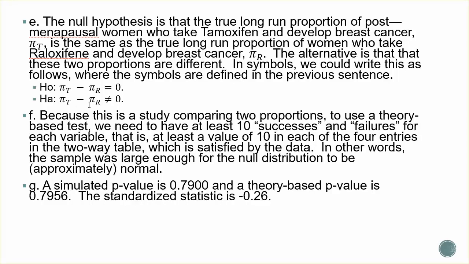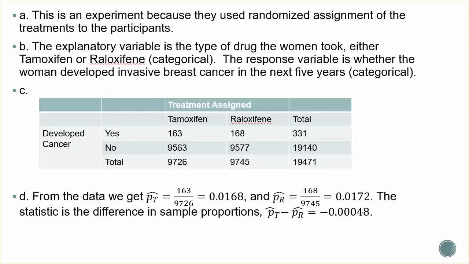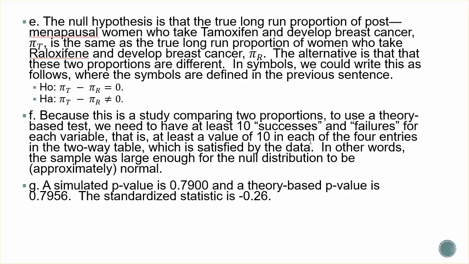different. Now, because this study was comparing two proportions, to use a theory-based test, we need to have at least 10 successes and 10 failures for each variable. That is, we need at least 10 in each of the 4 entries in the two-way table. Let's take a look. 10, 10, 10, 10. Yes, all these numbers are bigger than 10, much bigger than 10, so there's no issues here. Which is satisfied by the data. So in other words, the sample is large enough for the null distribution to be approximately normal.